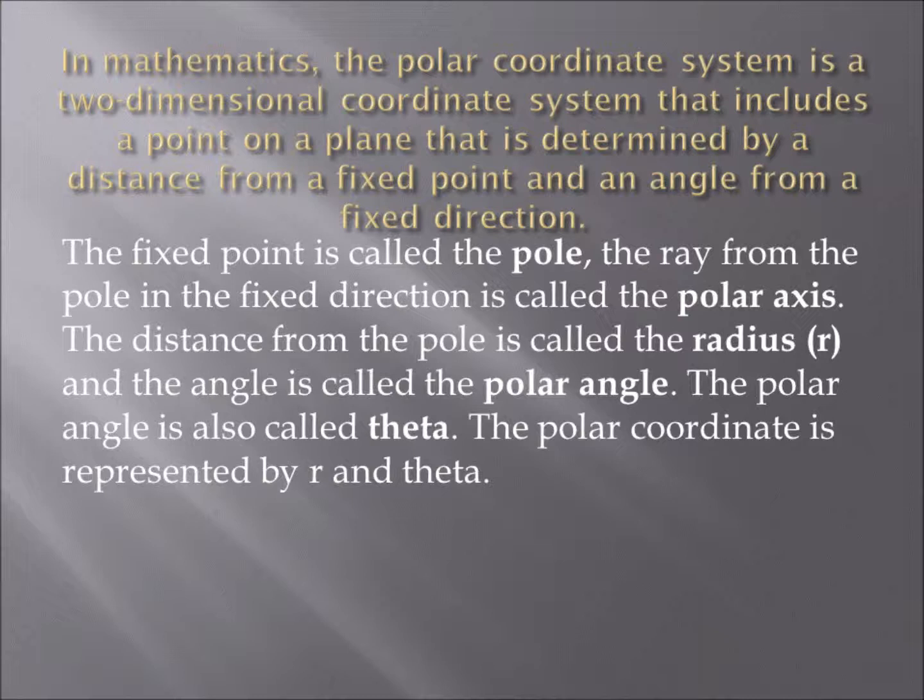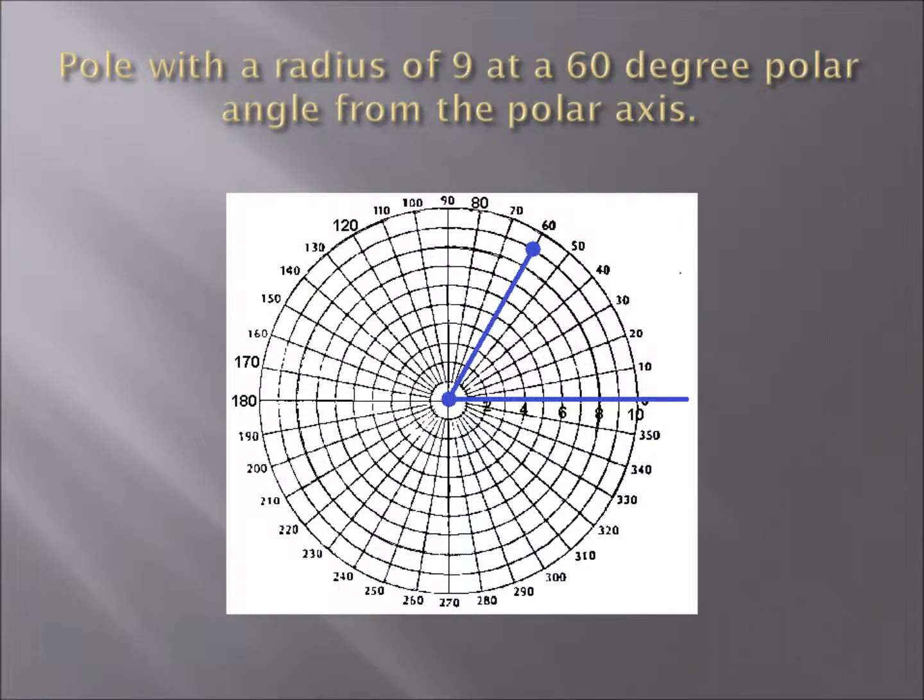The fixed point is called the pole. The ray from the pole in the fixed direction is called the polar axis. The distance from the pole is called the radius, and the angle is called the polar angle. The polar angle is also called theta. The polar coordinate is represented by r and theta. Pole with a radius of 9 at a 60-degree polar angle from the polar axis.